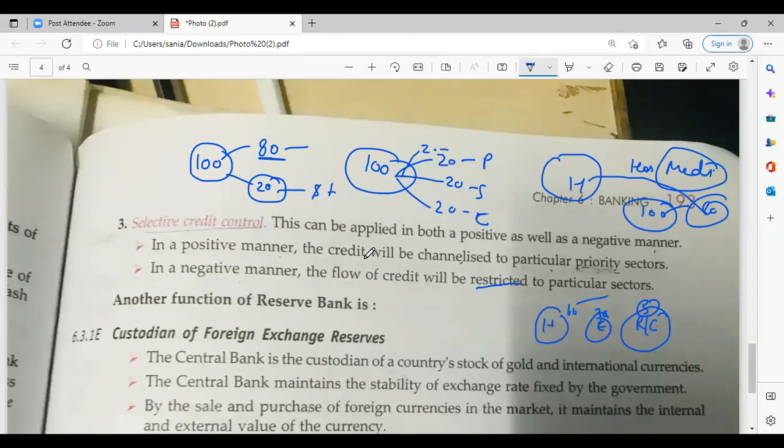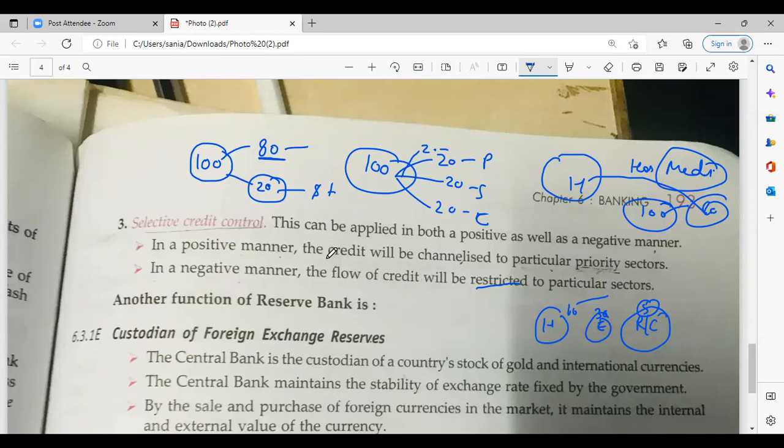If I say, Amos, I'll give you 10 rupees, this is positive. But if I say I will give Amos 10 rupees but I won't give money to the other student, that is negative, because you are refusing to give money. So according to the need of the economy, the bank does credit control. In the positive manner, the bank credits money to the particular priority sector, and in the negative manner, they restrict credit to the particular sector, saying we will not give you any loan.